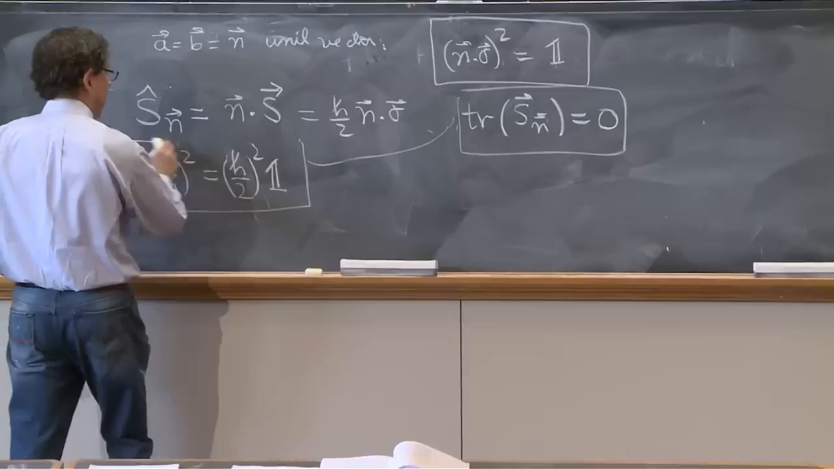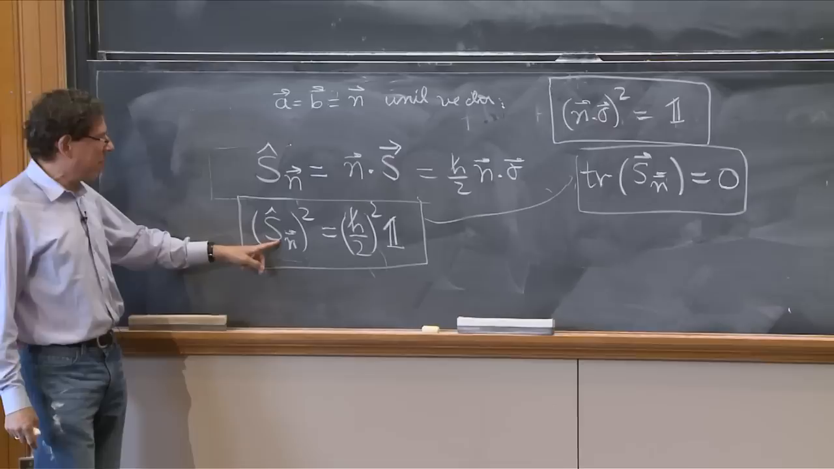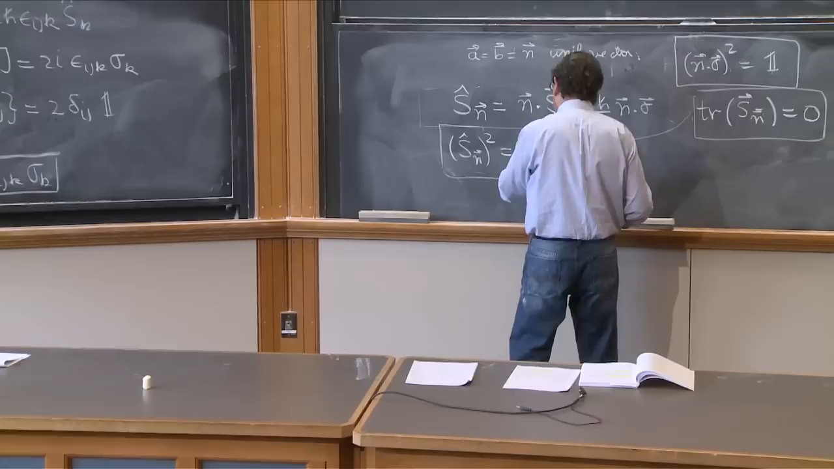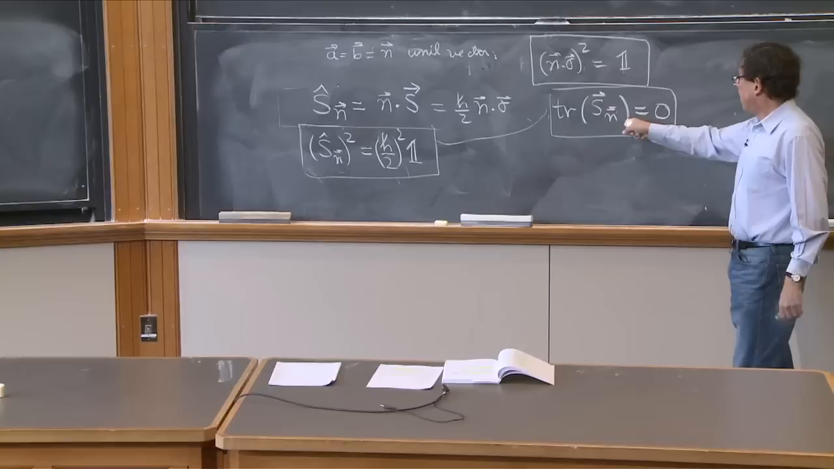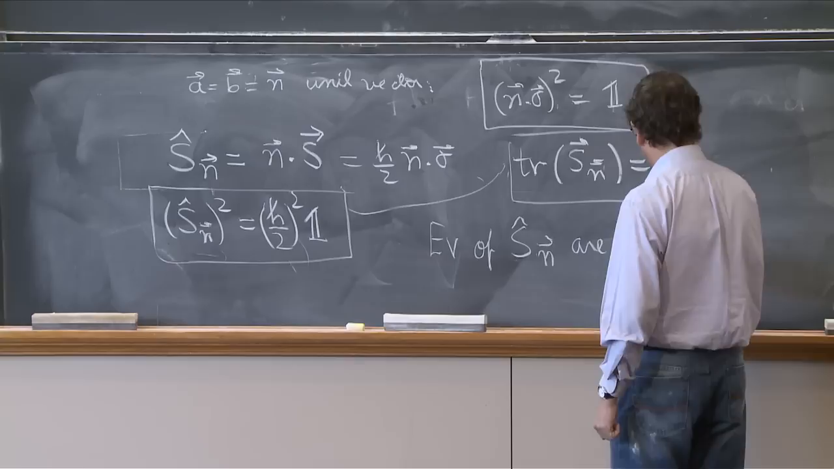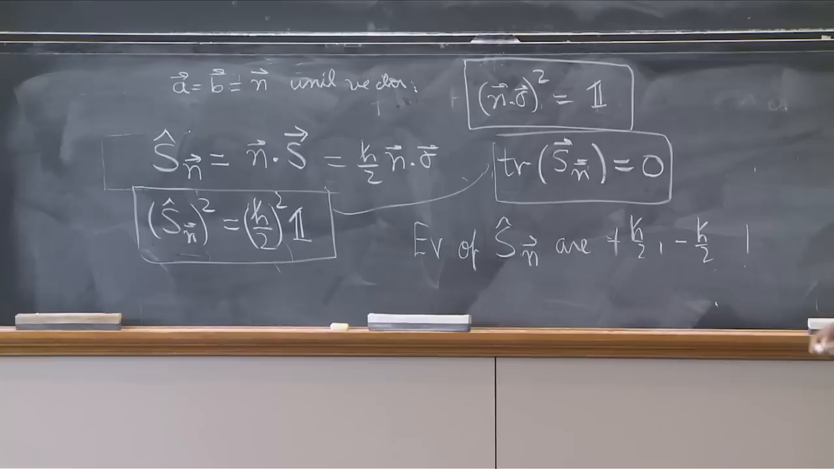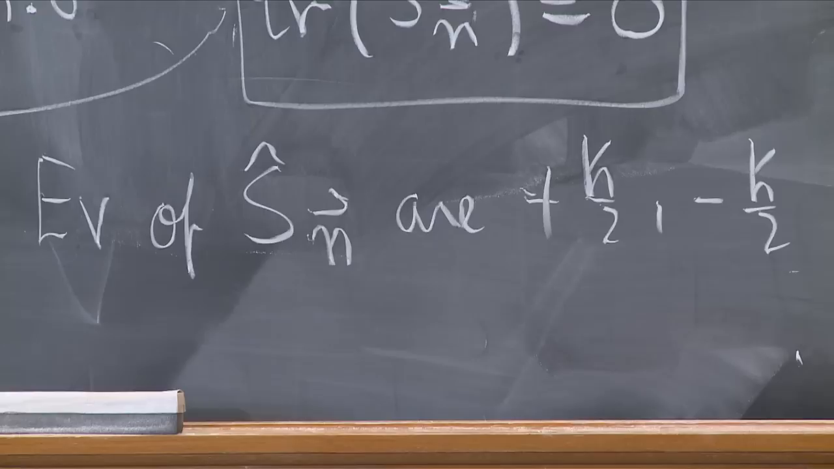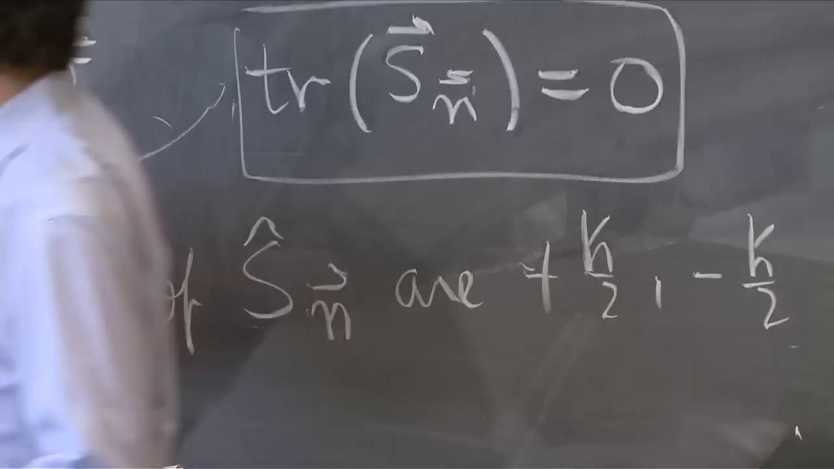And again, this tells you that the eigenvalues of this matrix can be plus minus h bar over 2, because the eigenvalues satisfy the same equation as the matrix. And this one says that the eigenvalues add up to 0. So the eigenvalues of S hat n vector are plus h bar over 2 and minus h bar over 2. We did that last time, but we did it by just taking that matrix and finding the eigenvalues. But this shows that it's a property that is almost manifest. And this is fundamental for the interpretation of this operator.